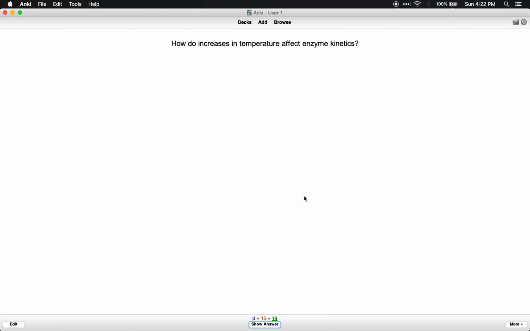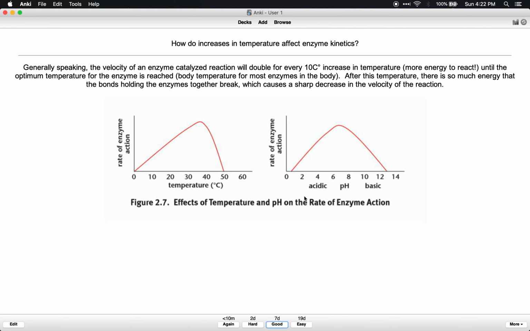How does an increase in temperature affect enzyme kinetics? Every 10 degrees Celsius increase starting from 0 will double the enzyme reaction rate until it reaches an optimal temperature, usually body temperature, when the enzyme is most active, and after that it eventually starts to degrade.